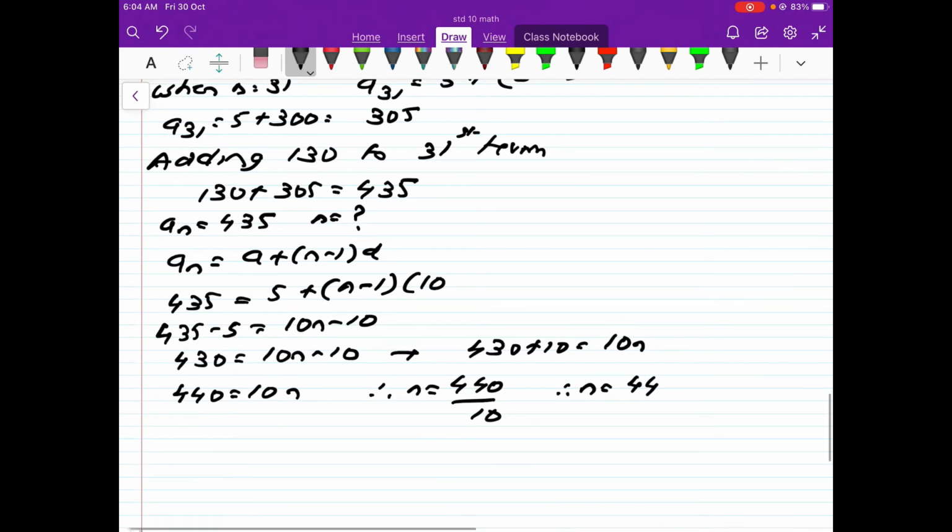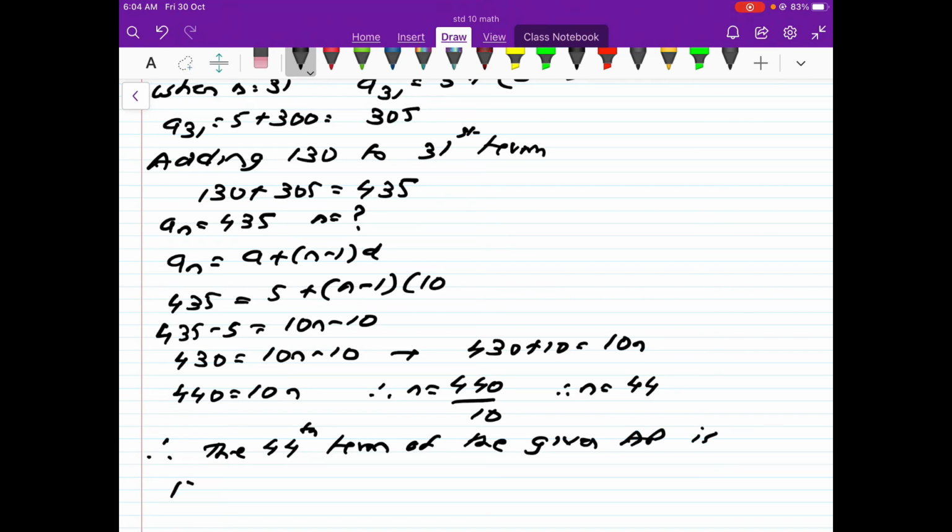So we will say, therefore, the 44th term of the given AP is 130 more than its 31st term. So we have done this sum in 3 steps.